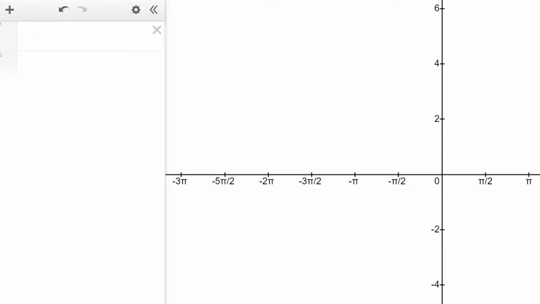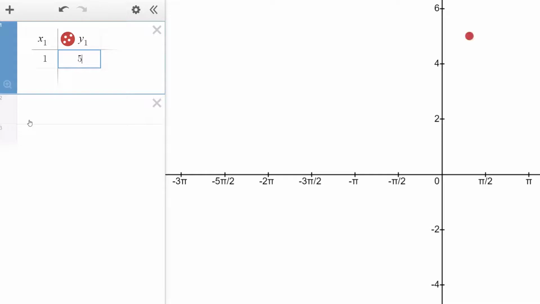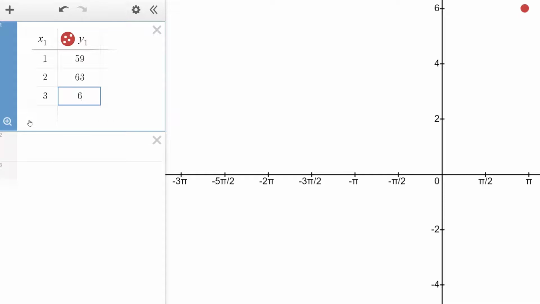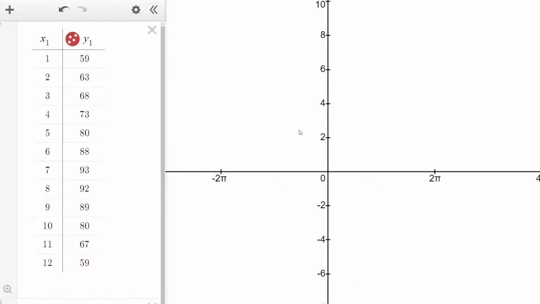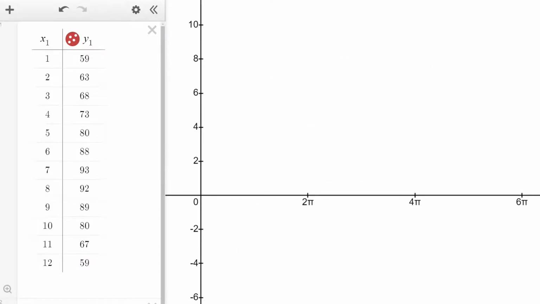So let's go to Desmos. And I'm going to insert a table here. And the table will be January. The average temperature was 59, and February is 63, and March was 68. April 73. So I'll just quickly do this. There we go. Now, those points should be plotted, but unfortunately they're just too high. So let me adjust this table a little bit.